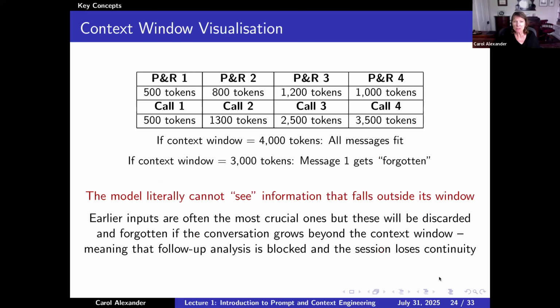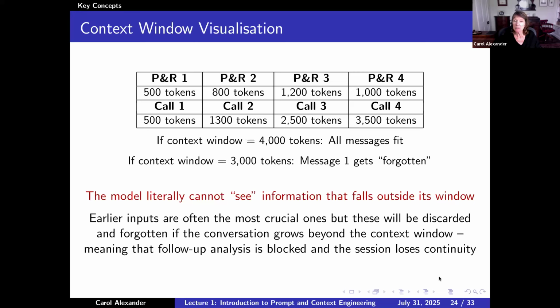So here's a visualization. Suppose you've got a prompt and response, PNR1, which is 500 tokens. I'm not thinking about any hooks here or external documents or things like that. The prompt and response 2 is 800, prompt and response 3 is 1,200, and the fourth one is 1,500. So the call is, to begin, 500 tokens. Then 1300 because the call sends the PNR1 for the PNR2, and so on and so on. So it's cumulative number of tokens.